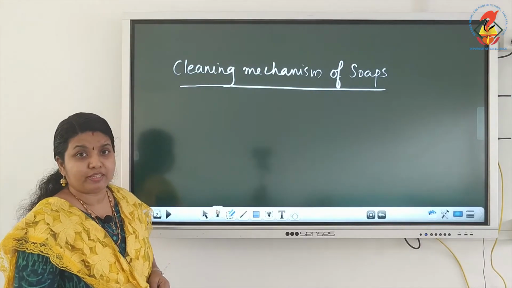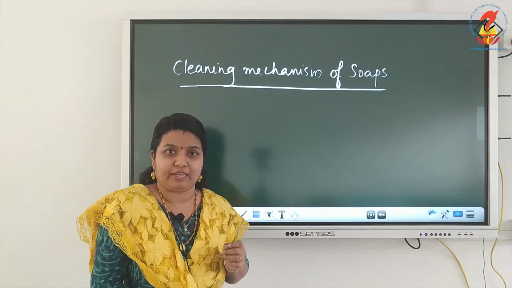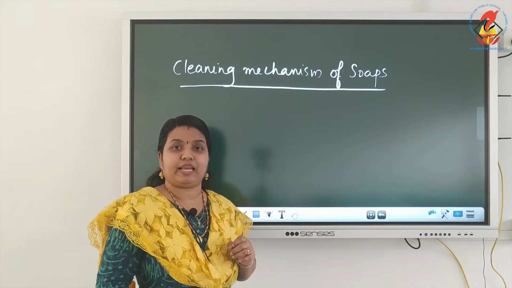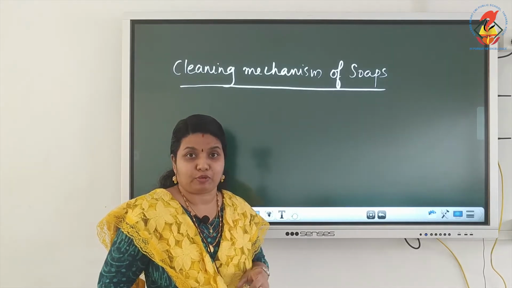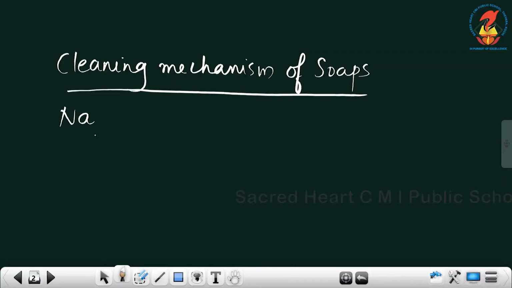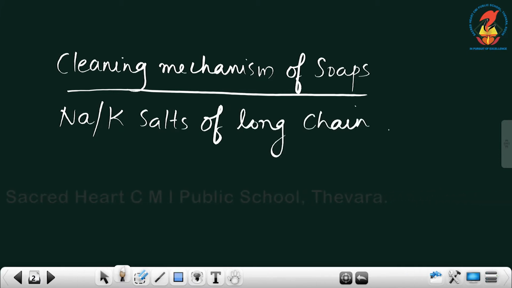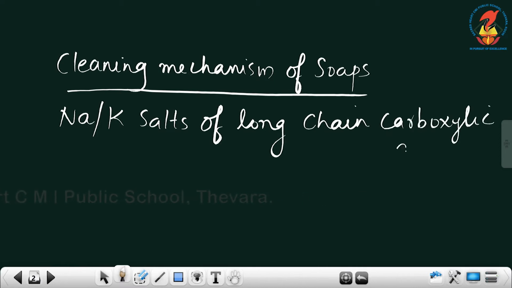So what are soaps? In the previous class, we learned about saponification reaction, and I told you that saponification reaction is used for the manufacture of soap. Soaps are sodium or potassium salts of long chain carboxylic acids.